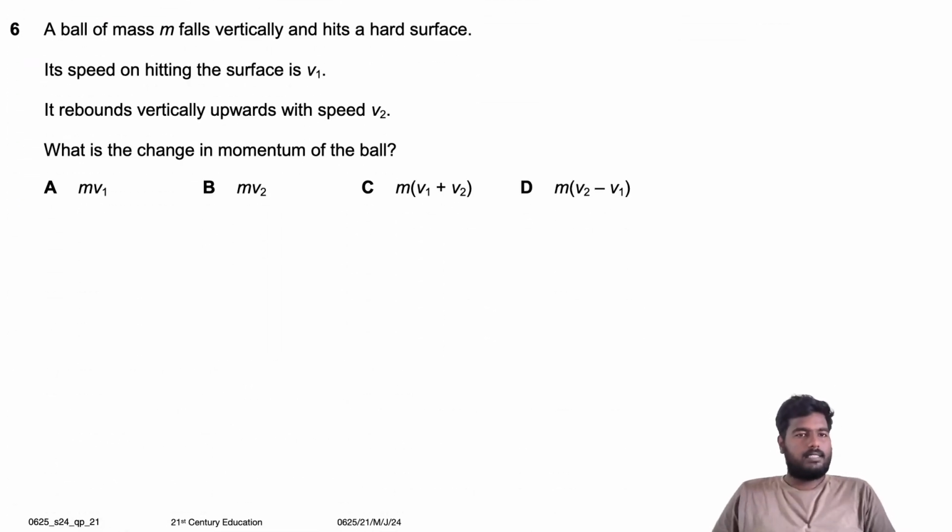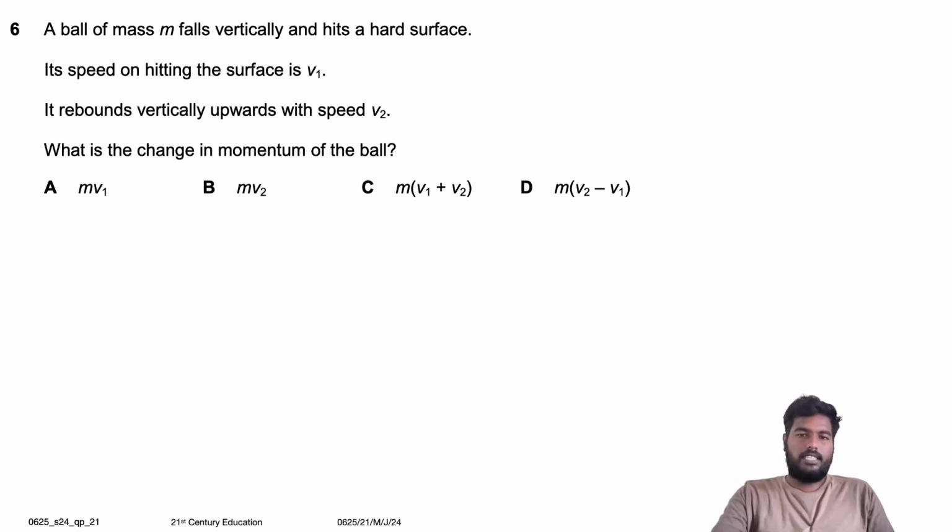A ball of mass m falls vertically and hits a hard surface. Its speed on hitting the surface is v1. It rebounds vertically upwards with speed v2. What is the change in momentum of the ball? First thing we have to understand is that initial velocity is v1, which is going down. Final velocity is v2, which is going up. So they are opposite in direction. If one has positive sign, then the other should have negative sign.